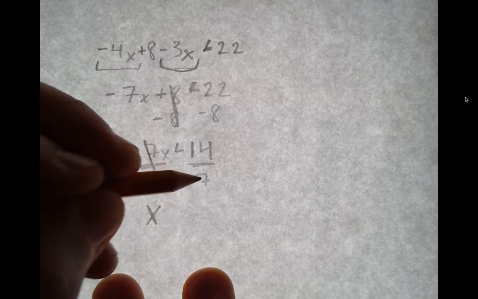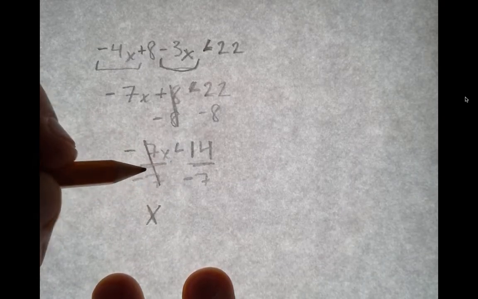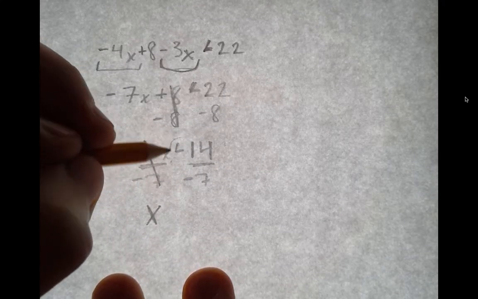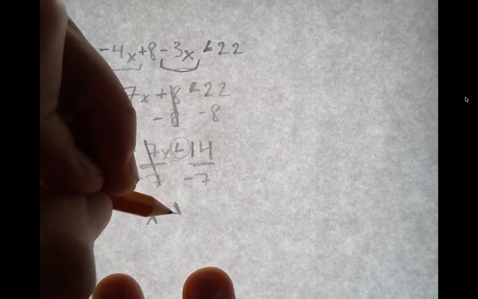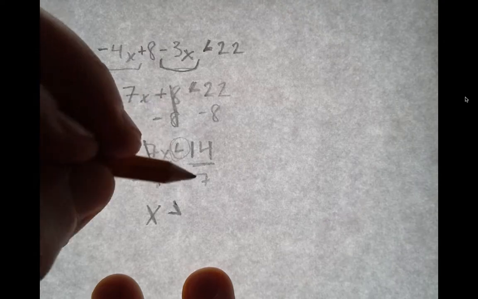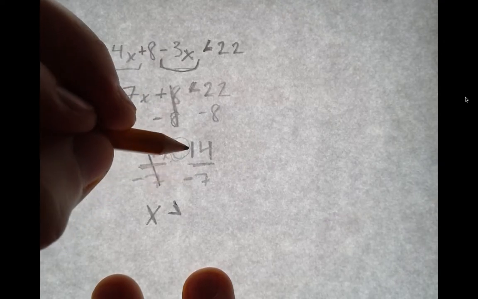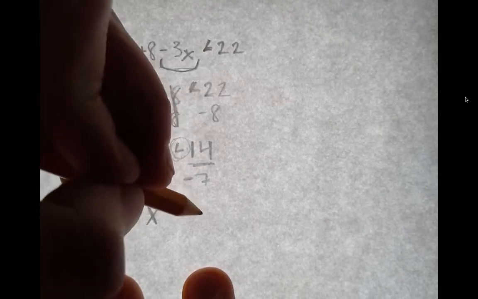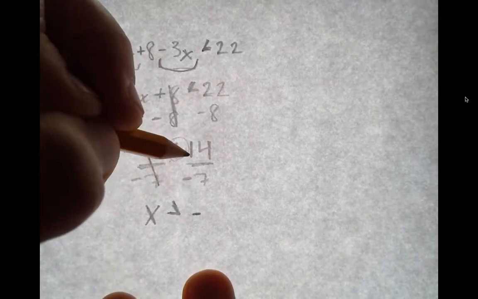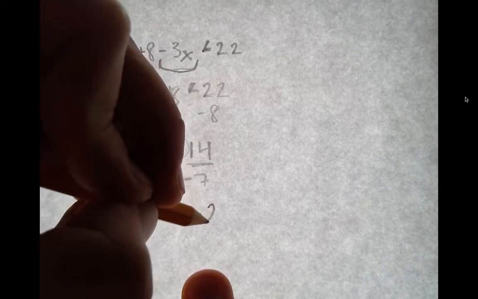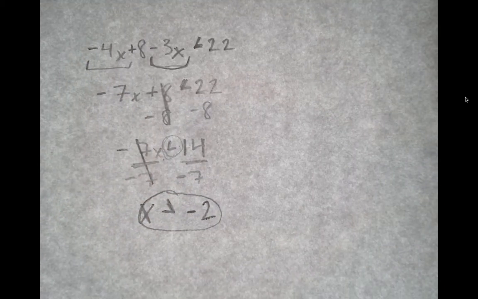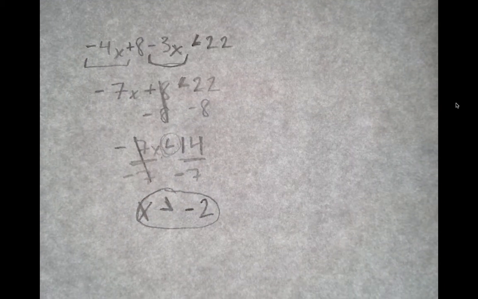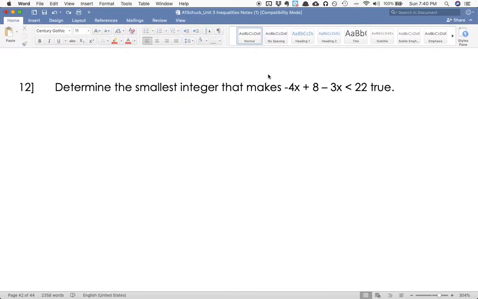When I divide by a negative to both sides, when I multiply or divide by a negative to both sides, I must flip my inequality sign. So it becomes x is greater than 14 divided by negative 7. Positive divided by a negative will be a negative. 14 divided by 7. Negative 2. So that is my inequality solution, but let's check, what is the question asking again?